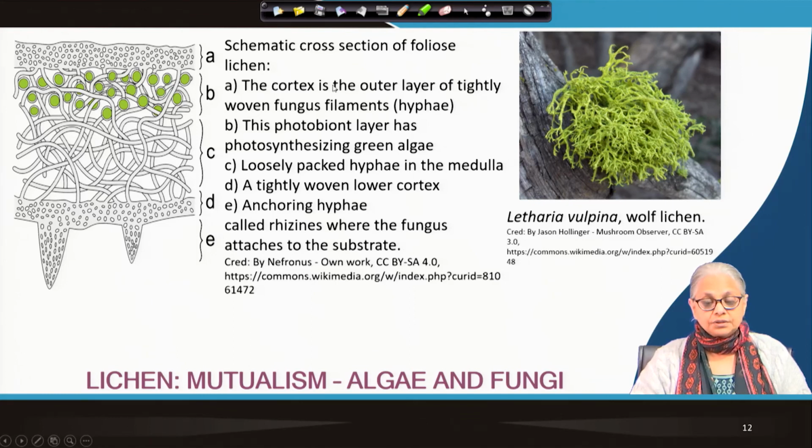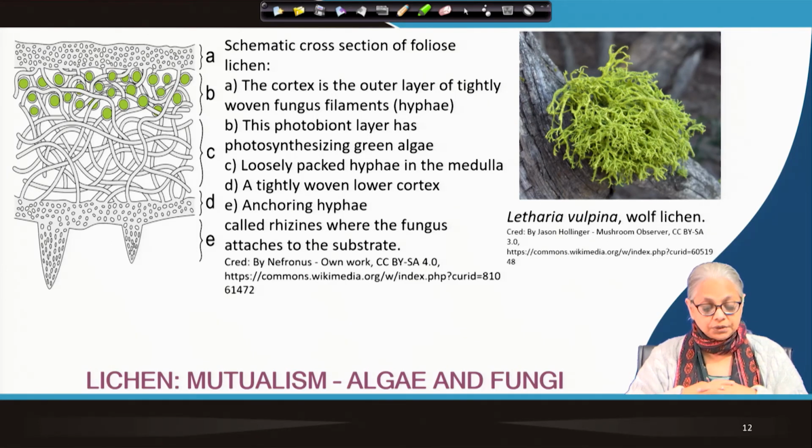So this is a cross section of foliose lichen. You can find lichen growing on the bark of trees. You can find them growing on rocks where it's completely dry. In general, you find them where the environment is very, very dry because there's very little moisture, and that's why you have this mutualism or symbiosis between algae and fungi.